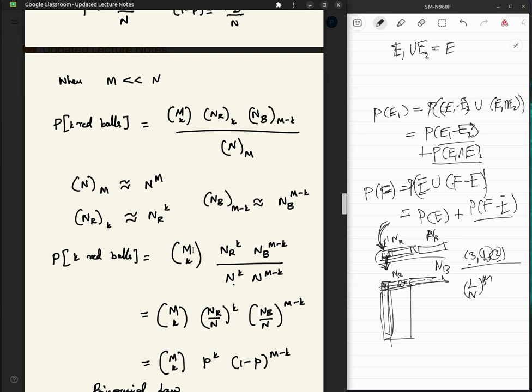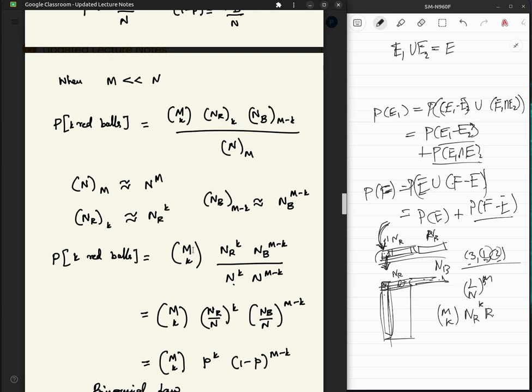k red ball labels? First you have to choose k positions, and you want to take m samples, right? So m choose k, then for those k positions, any label that's coming from a red ball will suffice, right? Any label that's coming from a red ball is gonna do it. So that's why power k, right?